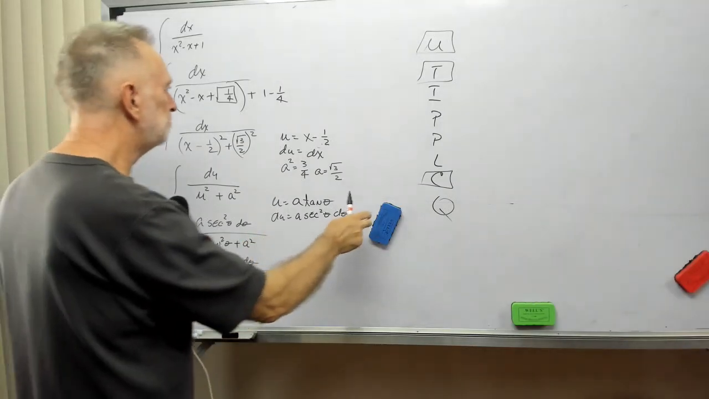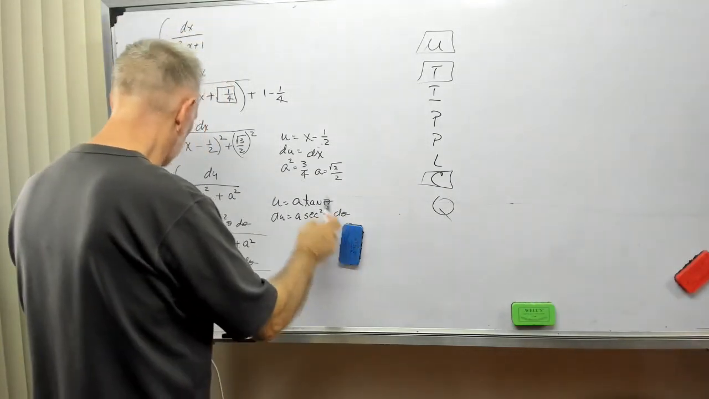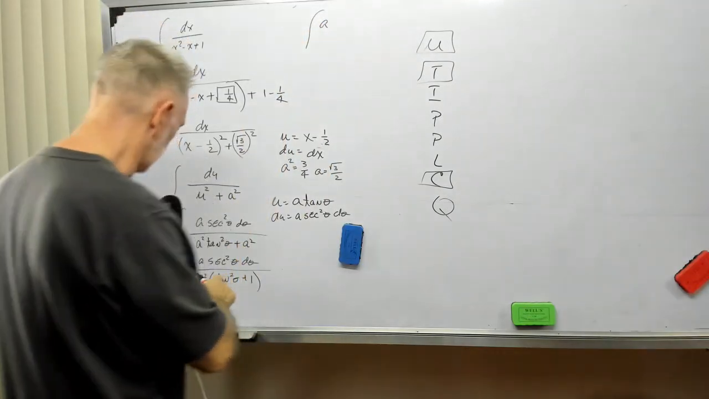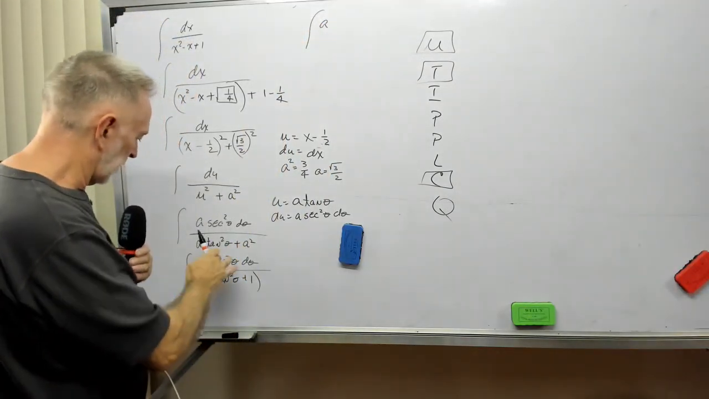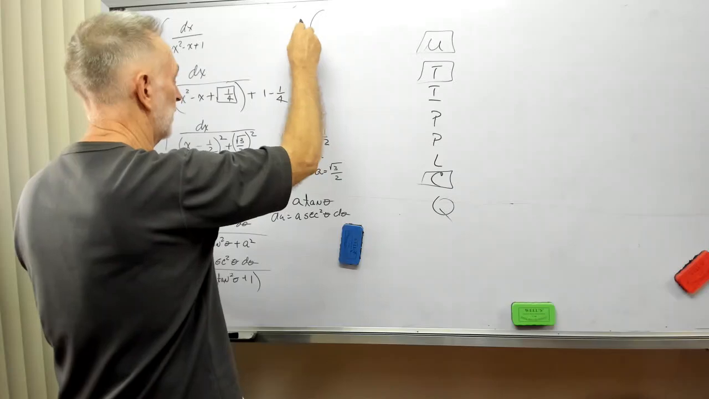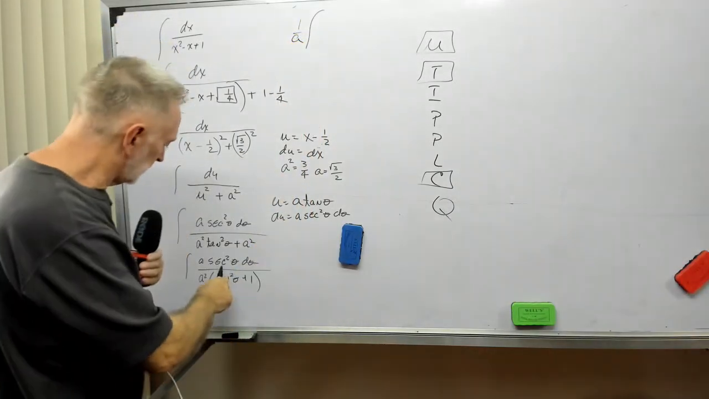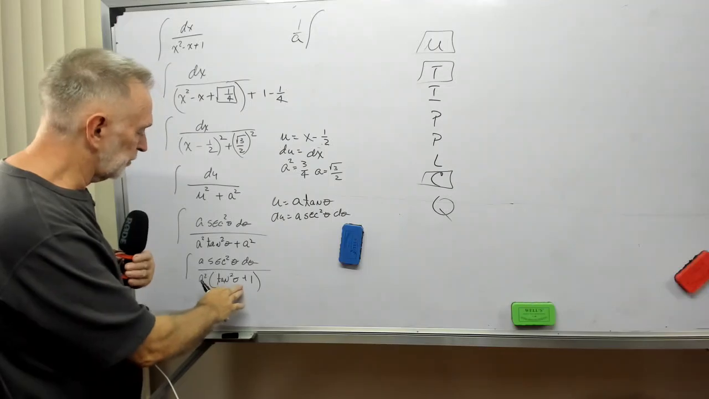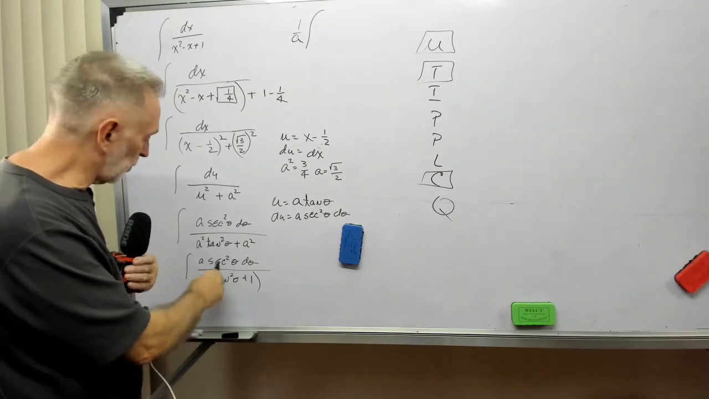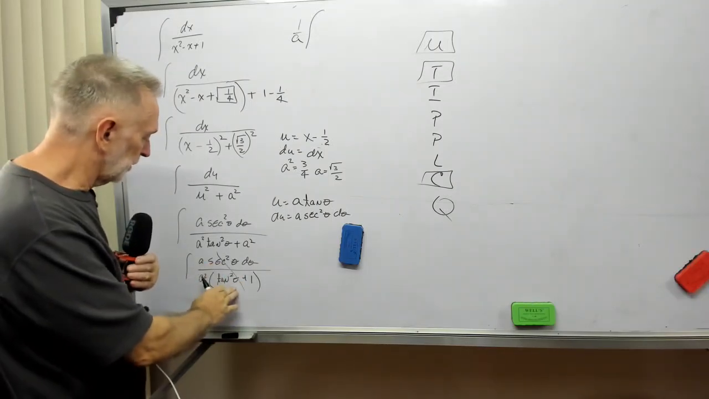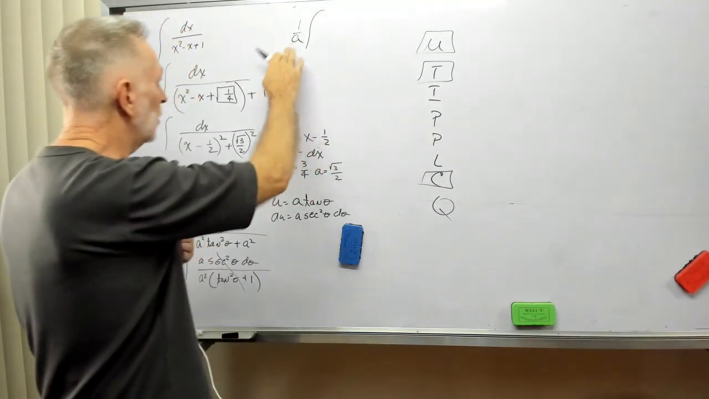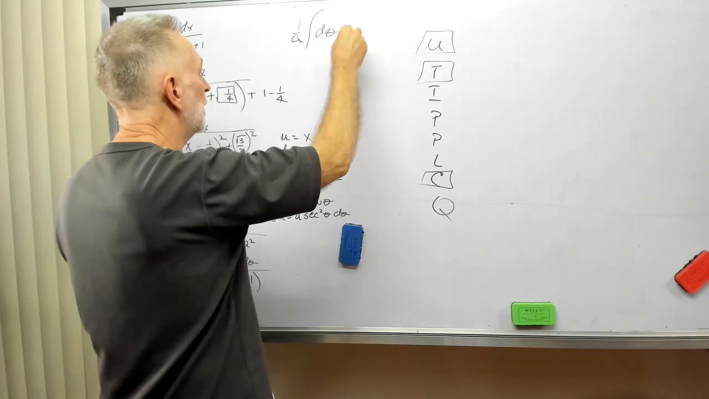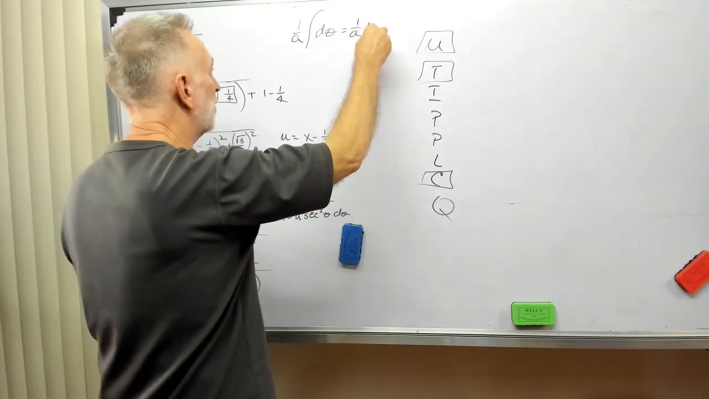Okay. Let's go up here. We have the integral of a, well, a over a squared, I end up with 1 over a, secant squared over tangent squared plus 1. Tangent squared plus 1 is secant squared, so those two cancel. So I end up with 1 over a, the integral of d theta. And that's 1 over a theta.